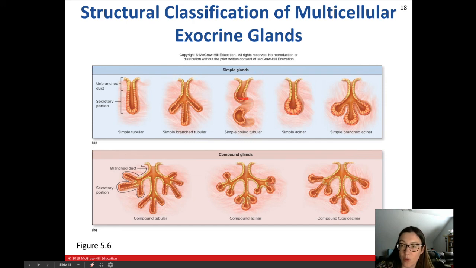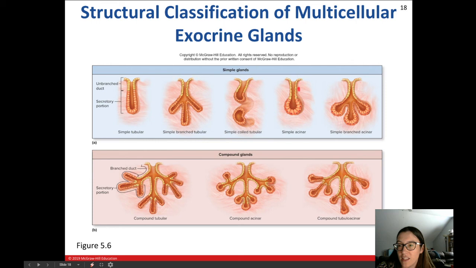And like this was a simple coiled tubular gland. So our sweat glands are coiled tubular glands. So we can see it kind of coils. So tubular has the duct part, which is the yellow, which is unbranched, and then the secretory portion are about the same diameter. We could have a simple branched tubular, which means the duct part is unbranching, but the secretory part branches. Then this is a simple coiled tubular, where it just is coiled.